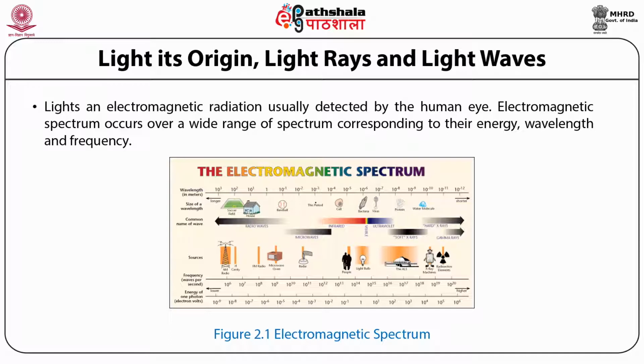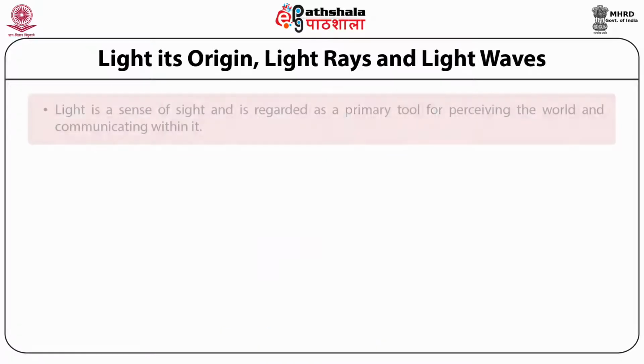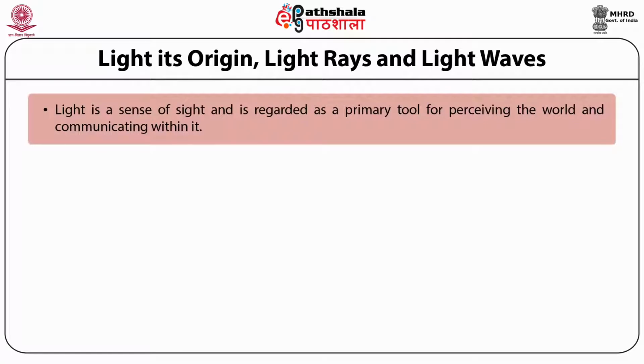The speed of light in a vacuum is a fundamental physical constant, whose currently accepted value is exactly 299,792,458 meters per second, or roughly about 186,282 miles per second. Light is the sense of sight and is regarded as a primary tool for perceiving the world and communicating within it.